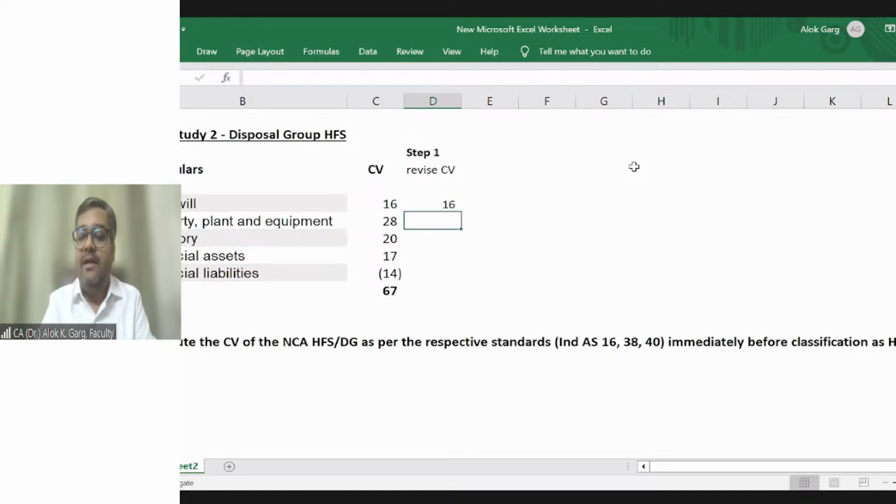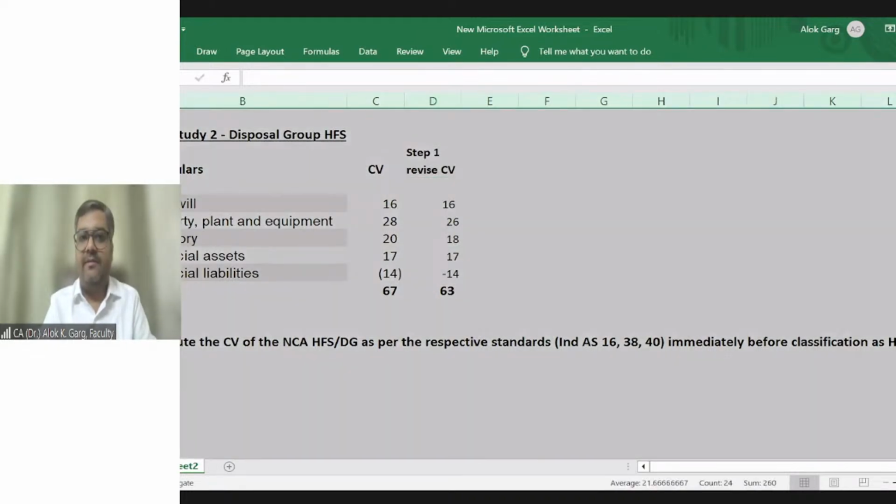But for PPE, it was said that PPE is 26 million. Inventory, it was given that 18 million. Financial assets, nothing is given, so we'll assume 17 million. Liability, we will assume minus 14 only. And what is the total? The total comes out at 63 million. This is what is given in the question, right?